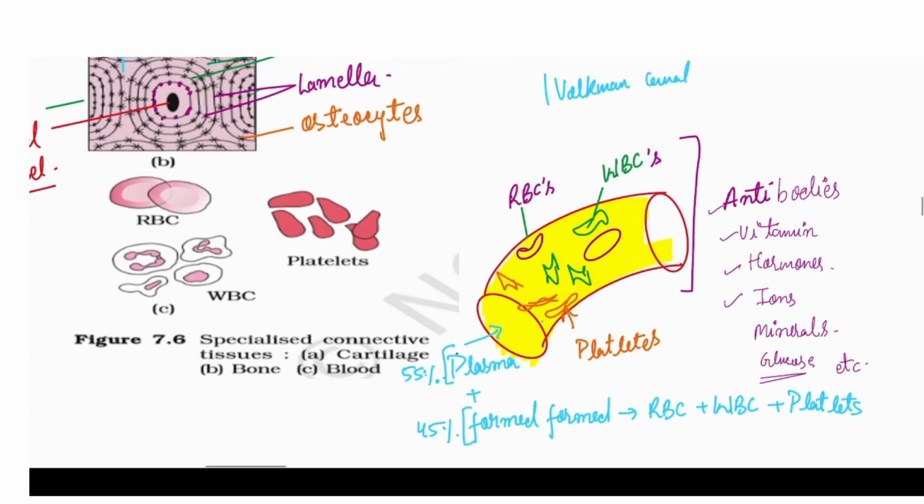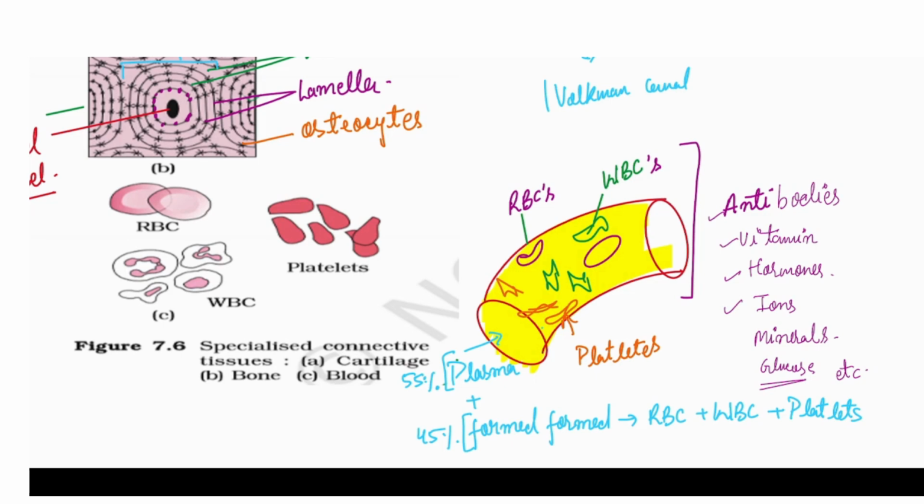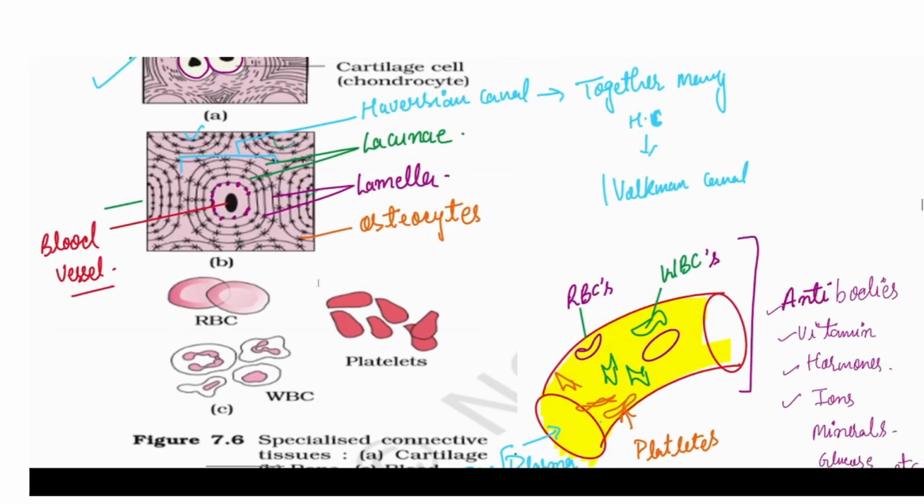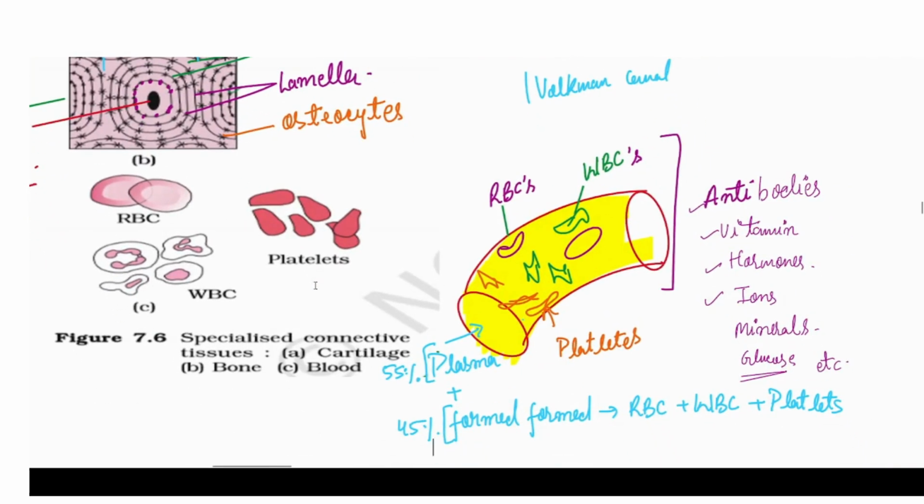All that we will study in detail in the body fluids and circulation chapter, which is the second chapter of human physiology. So I hope this is clear to you now. Next, in the next video, we will see the muscular tissues as well, and we will understand the difference between the cartilage and the bones also.